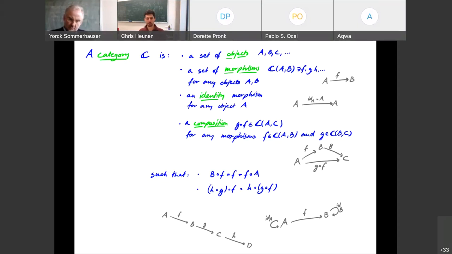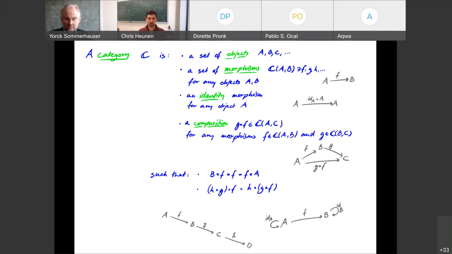The second requirement is that composition has to be associative. So if I have four objects, A, B, C, D, and a map F from A to B, a map G from B to C, and a map H from C to D, then I can first compose these two and then tack on that one, or I can first compose the other two and then tack on that one. And that should be literally the same morphism. So it doesn't matter how I bracket the composition.